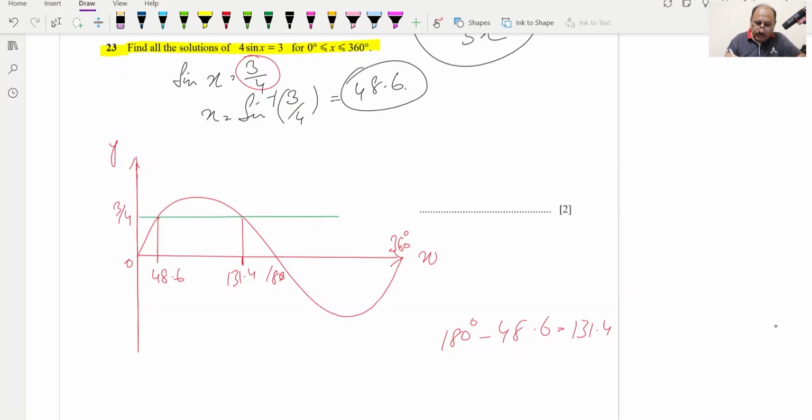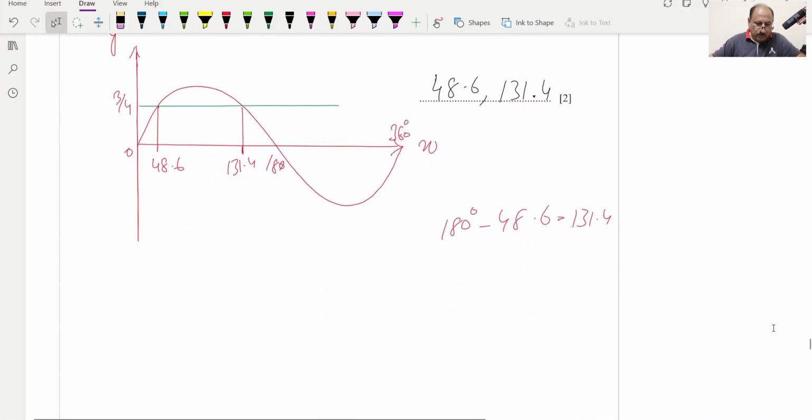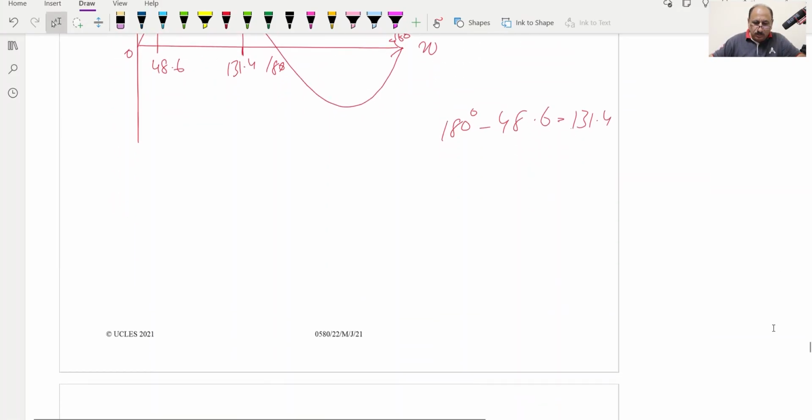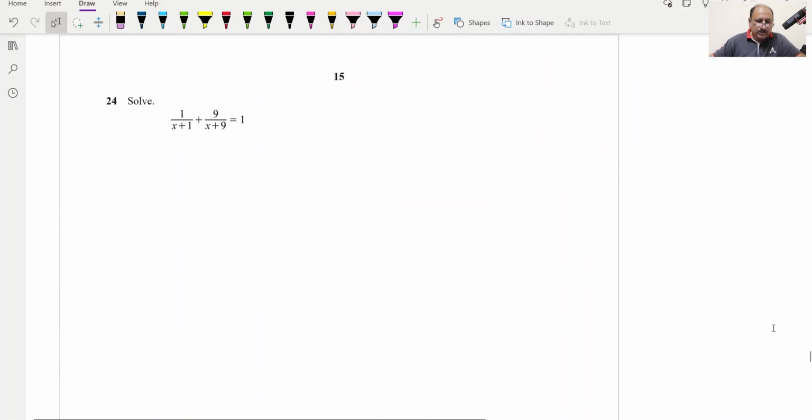So what will be our solution? Our answer will be 48.6 and 131.4. These will be basically degrees, you can see. So these are the solutions between this range. Now next will be what? We can remove the degree sign basically up to this one. Now we can move to question number 4.